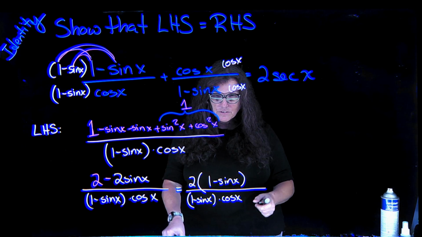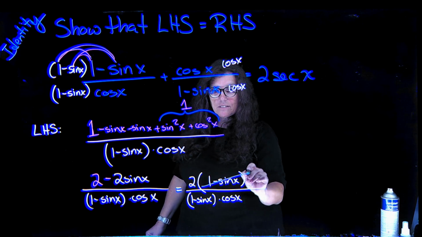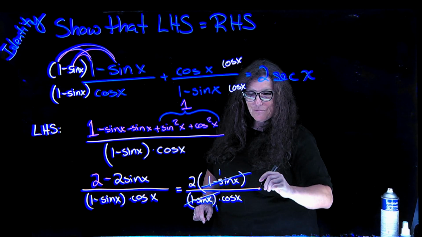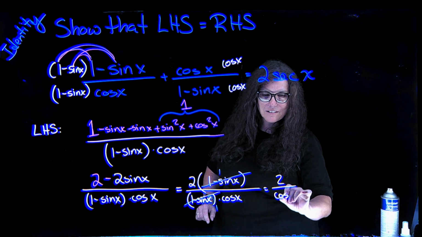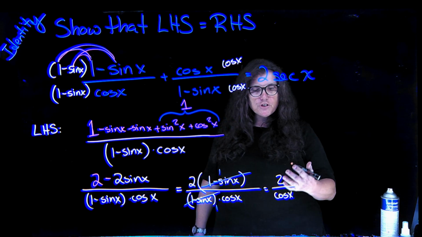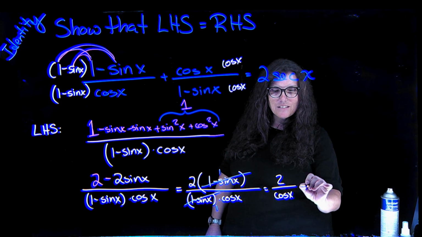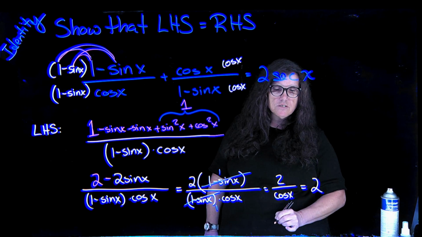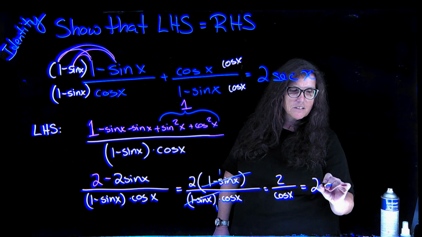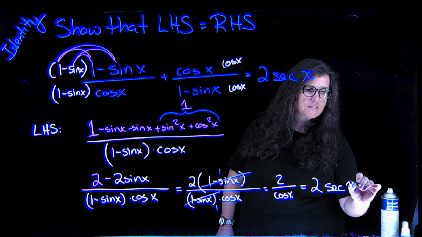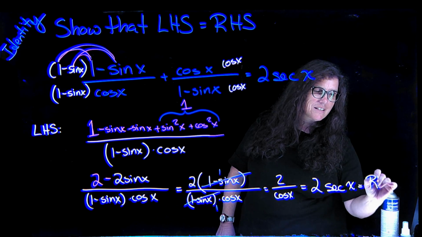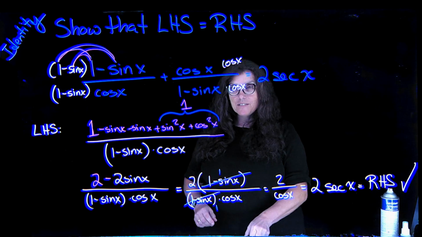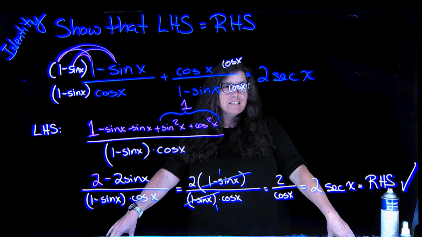So I simplified, I factored. Oh, can I reduce here? Oh, yes, I can. 1 minus sine x and 1 minus sine x reduce to 1, which leaves me with just a 2 over cosine x. And by definition, 1 over cosine x is the reciprocal, the secant of x. The 2 stays in the numerator, and 1 over cosine x changes into secant of x. Guess what? That is my right-hand side. And I have just proved that the left-hand side is equal to the right-hand side. That's it. Done we are.